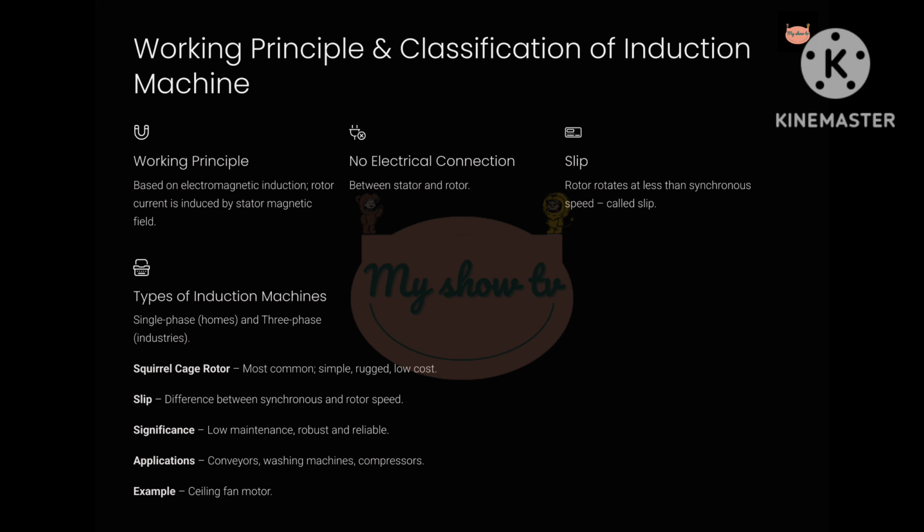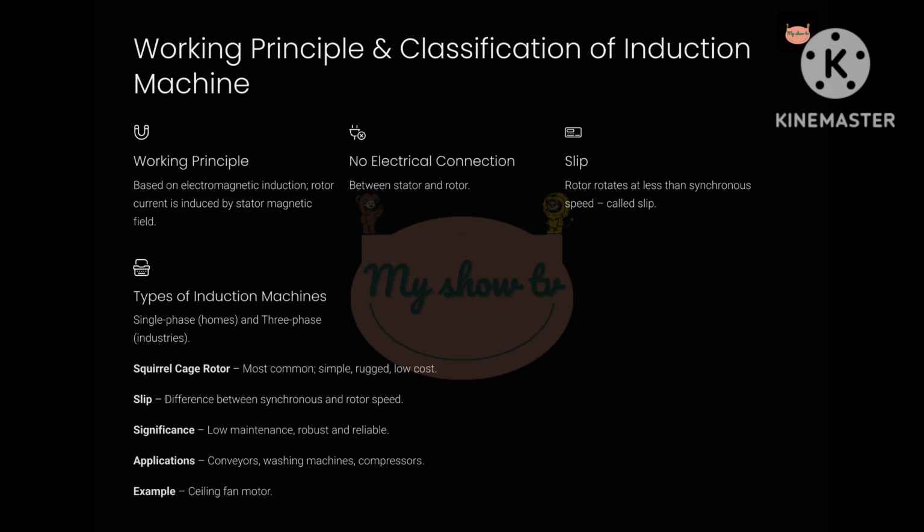Slide 5. Working principle and classification of induction machine. The working principle of an induction motor is electromagnetic induction. Here, the stator is energized with AC supply, which produces a rotating magnetic field. This changing magnetic field induces a current in the rotor, without any physical electrical connection between the stator and rotor. Due to this induced current, the rotor starts rotating.